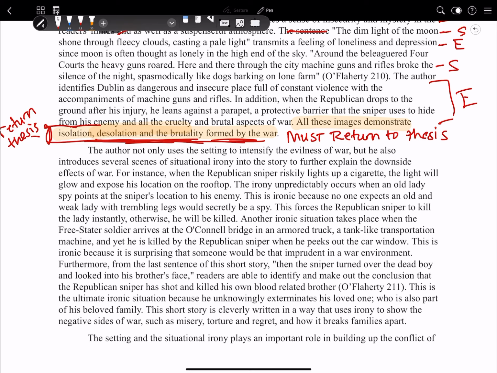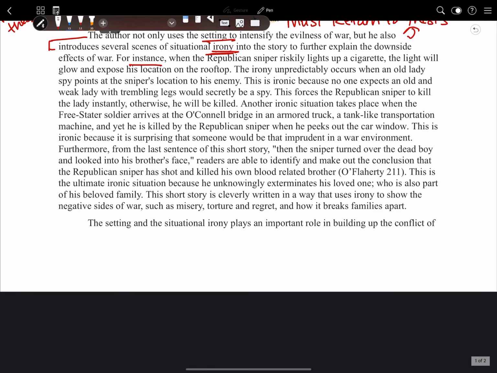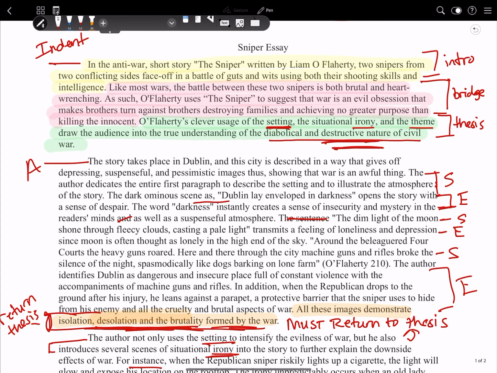Now, she continues on. Of course, the next one, she transitions from setting to the idea of irony. And she does this transition by talking about what she had previously talked about. The author not only uses setting, that's what she was just, oops, I turned my pen off. That's what she was just talking about, to intensify the evilness of war, but he also introduces several scenes of situational irony into the story to further explain the downside effects of war. She uses transition words all the way throughout. And then, of course, this third one, she goes from the setting and irony to the idea of, what was her third idea? Theme. She just wants theme overall. Okay?